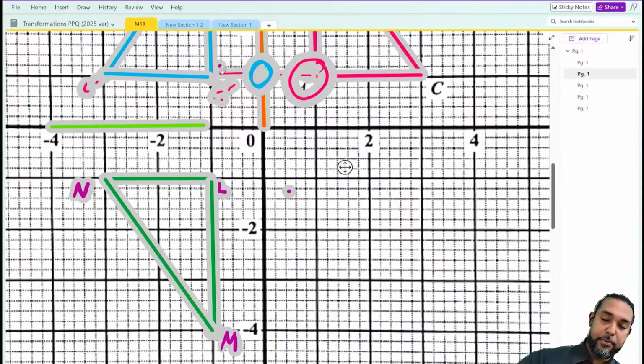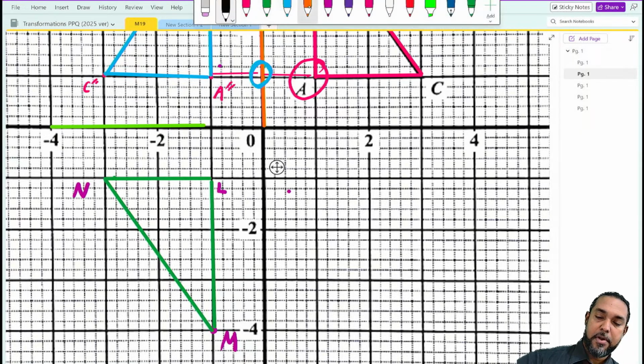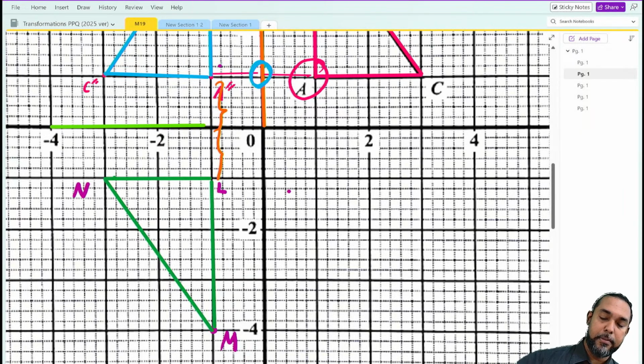All right, so if you went from this point here to this point down here, right? Isn't it on the same x-coordinate? But instead now of being on the positive side of the y-axis, you're on the negative side. So what would change? The y-coordinate. The x-coordinate would stay the same.